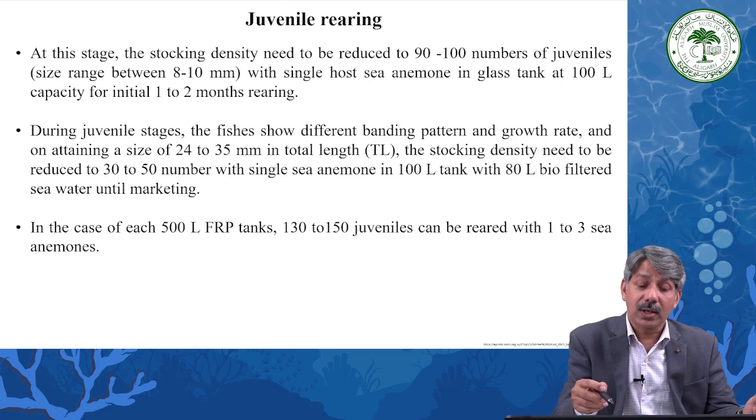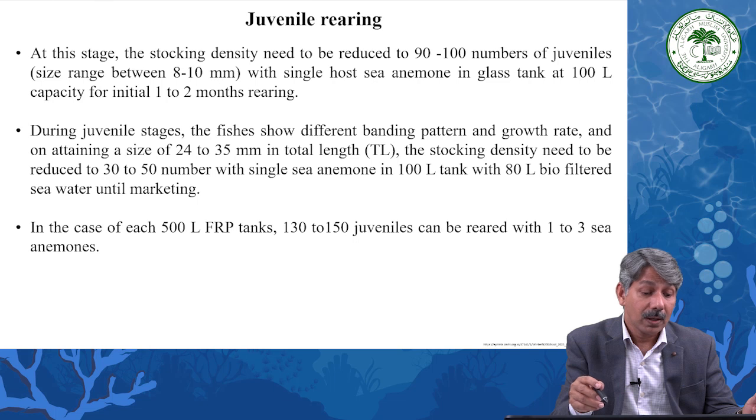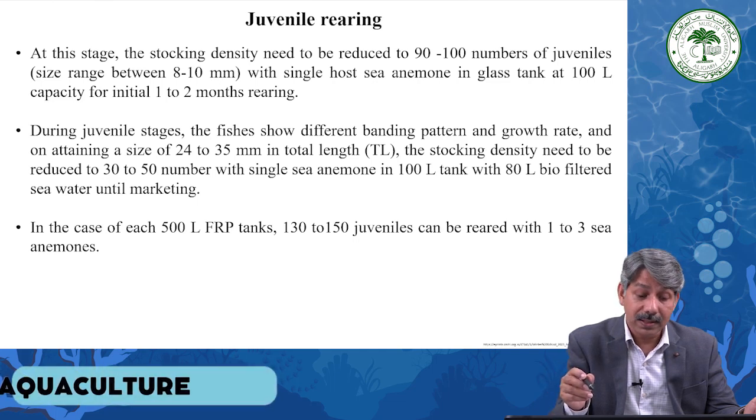At this stage, stocking density need to be reduced to 90 to 100 numbers of juveniles, size range between 8 to 10 millimeter, with single host sea anemone in glass tank at 100-liter capacity for initial 1 to 2 months rearing.